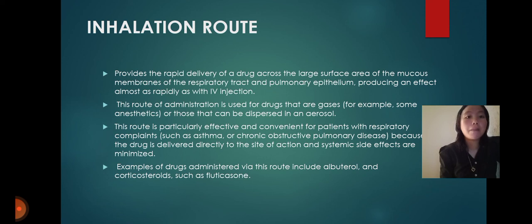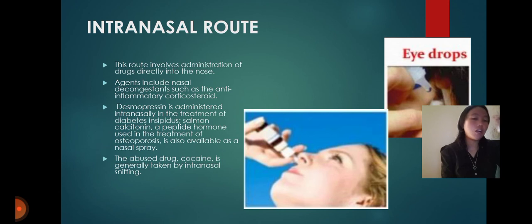This route is particularly effective and convenient for patients with respiratory complaints such as asthma or chronic obstructive pulmonary disease because the drug is delivered directly to the site of action and systemic side effects are minimized. So, this inhalation route is more convenient for patients with respiratory complaints like asthma or difficulty breathing, because it goes directly to the respiratory tract, the lungs. Examples of drugs administered via this route include albuterol and corticosteroids such as fluticasone.